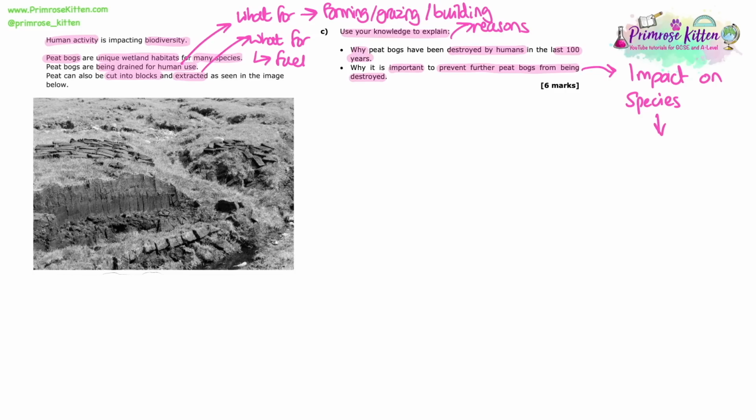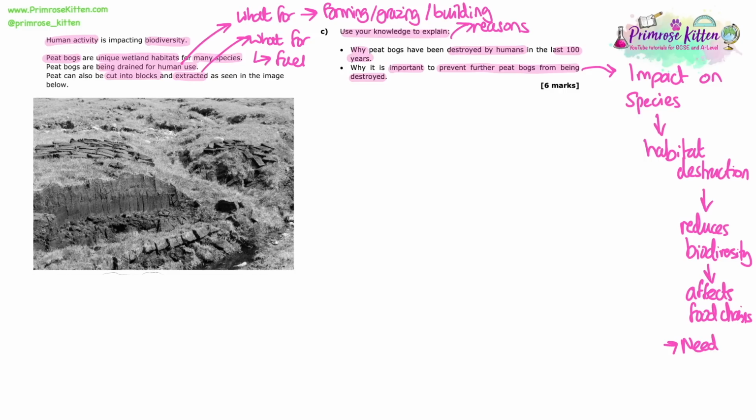So probably some of the easier things to say is, why is it important to prevent further peat bogs from being destroyed? So that's another way of saying, what's the impact on species there? Why is it important that we stop doing this and destroying this habitat? So you're going to get a mark for saying that it is habitat destruction because it says they're a unique habitat for many species. So by draining the water, we're making it not a wetland anymore. We're literally drying it out. So we're destroying the habitat. That's going to reduce biodiversity.